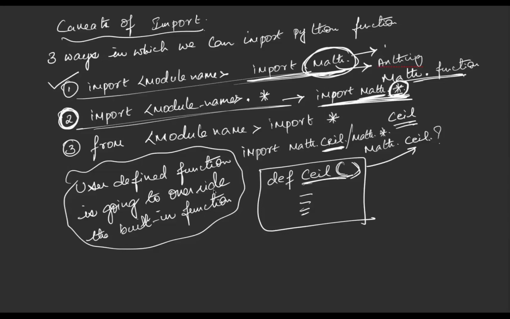So what is wrong with it? There is no point in importing this function anymore, right? Instead, if the user has done just import math, he can call his own user defined function ceil just by saying ceil with the brackets, and the ceil function in the math library as math.ceil.